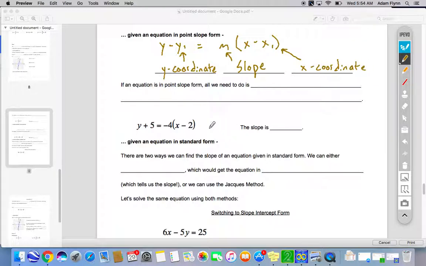Okay, so if an equation is in point-slope form, all we need to do is identify m by looking at the number outside of the parentheses.